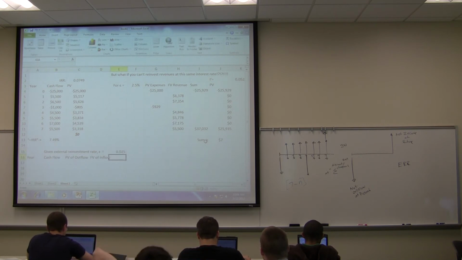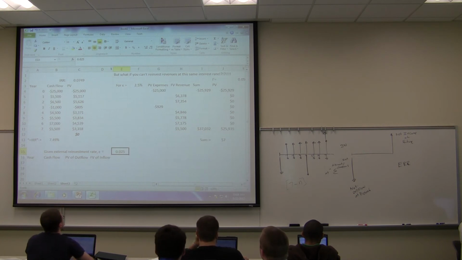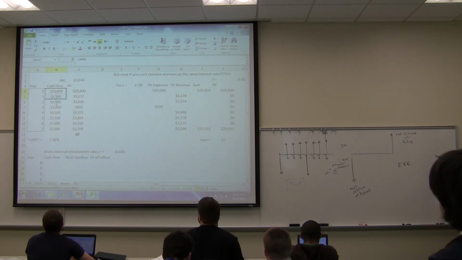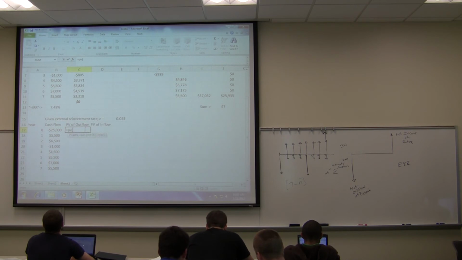What's the right answer for the ERR? 5.22%. Let me write it one more way just to make it a little bit more neat than maybe it was previously. So here's our cash flow.